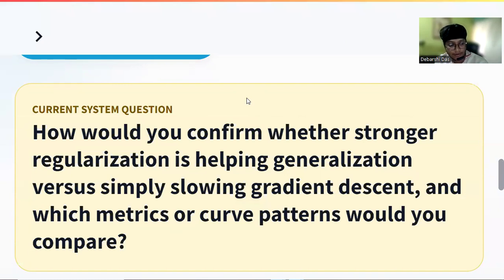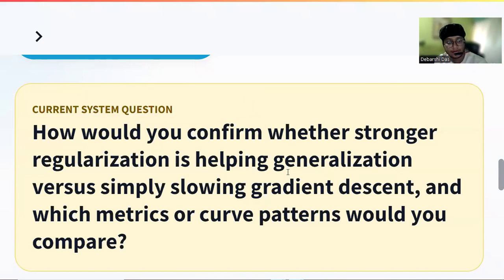For the curve pattern, I would plot it into a graph, and if I see that the pattern is taking more of an S shape, then I will realize that due to stronger saturation within the data set, the weights are probably not getting adjusted rightly. So that could be a chance of overfitting there.